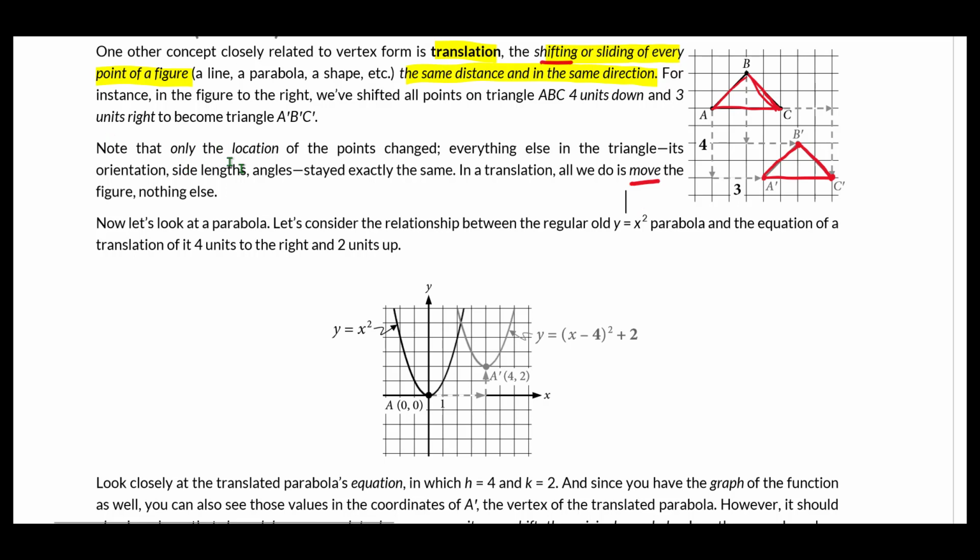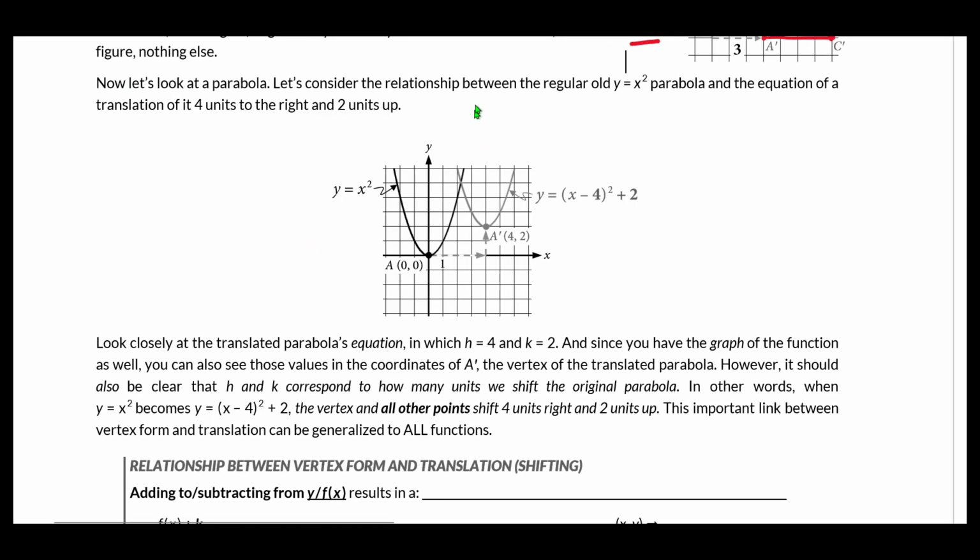Now, when it comes to a parabola, let's take a look at how the regular old y equals x squared parabola, which has its vertex at 0, 0, relates to a translation of it, 4 units to the right and 2 units up. You can see we've gone 1, 2, 3, 4 units right, 1, 2 units up, and we have ended up here, where our vertex, which was at 0, 0, ends up at 4, 2.